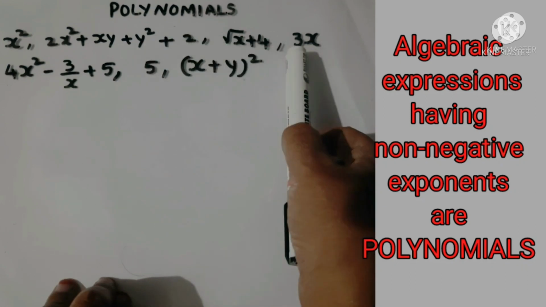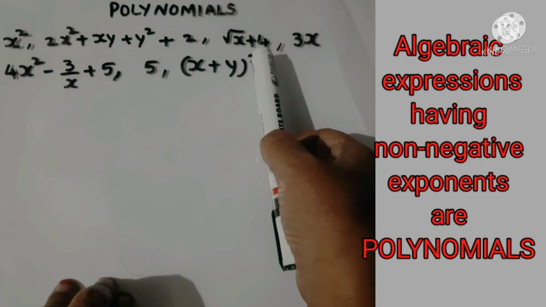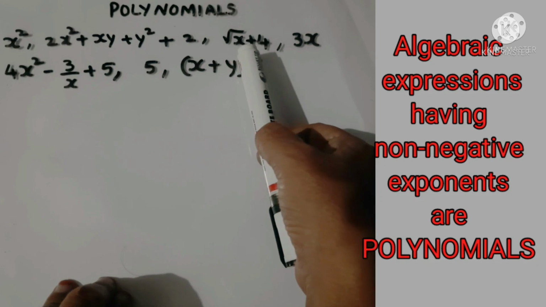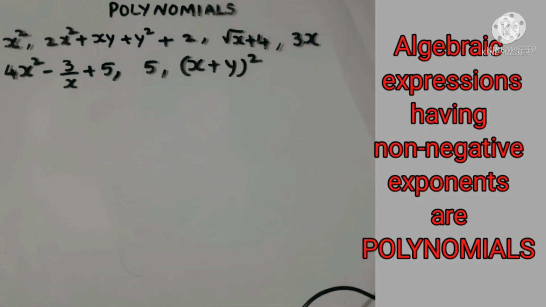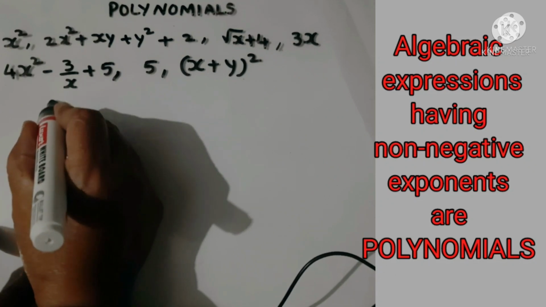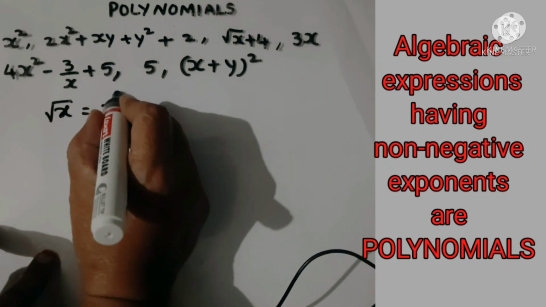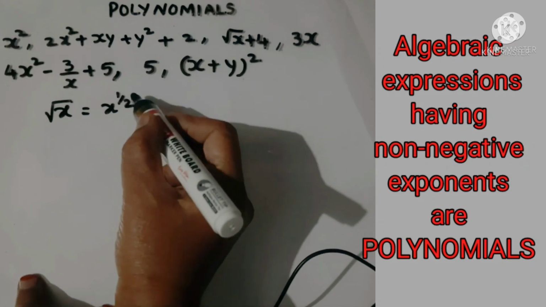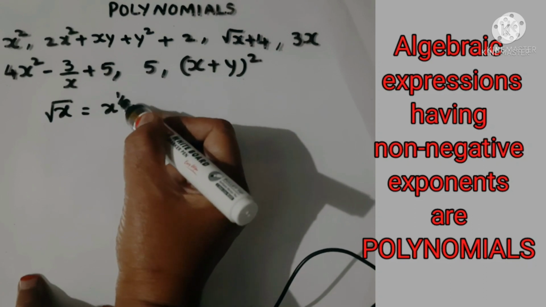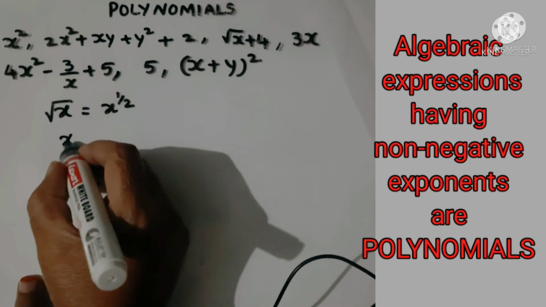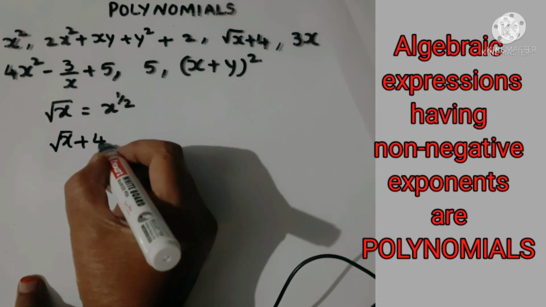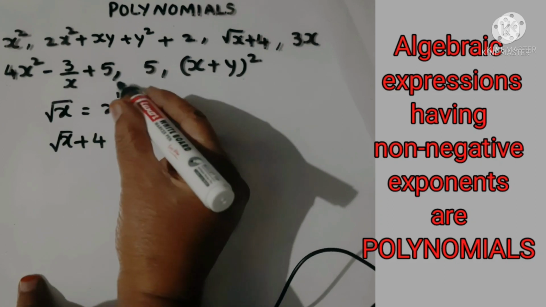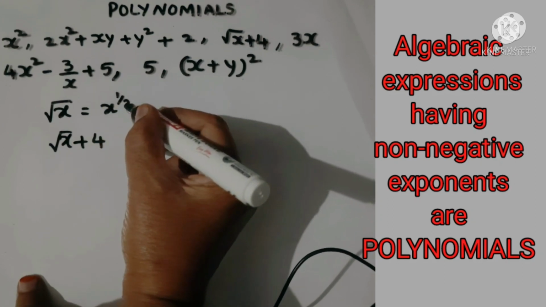Okay, now let us move to this one. This is root x plus 4. Here root x, we can write as x to the power half, in the form of an exponent. And here half is not a whole number. So root of x plus 4, this algebraic expression is not a polynomial, because its power is not a whole number.